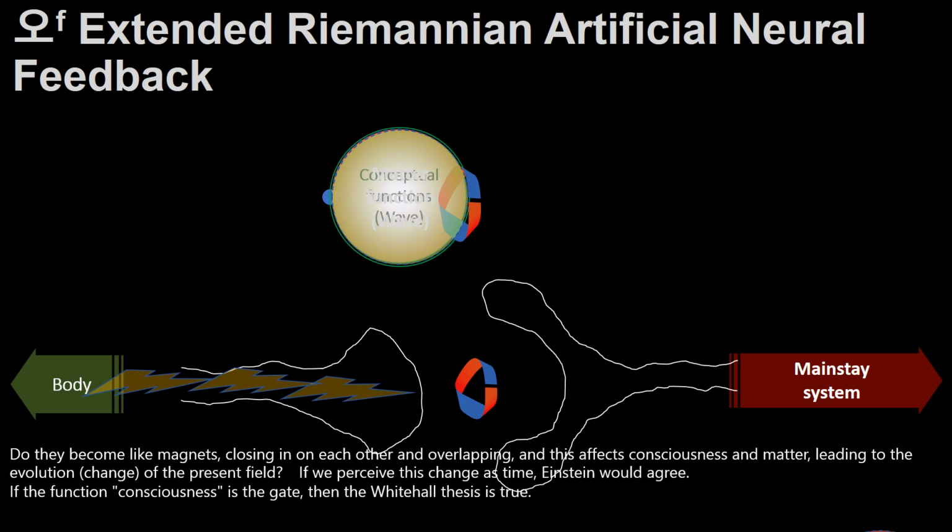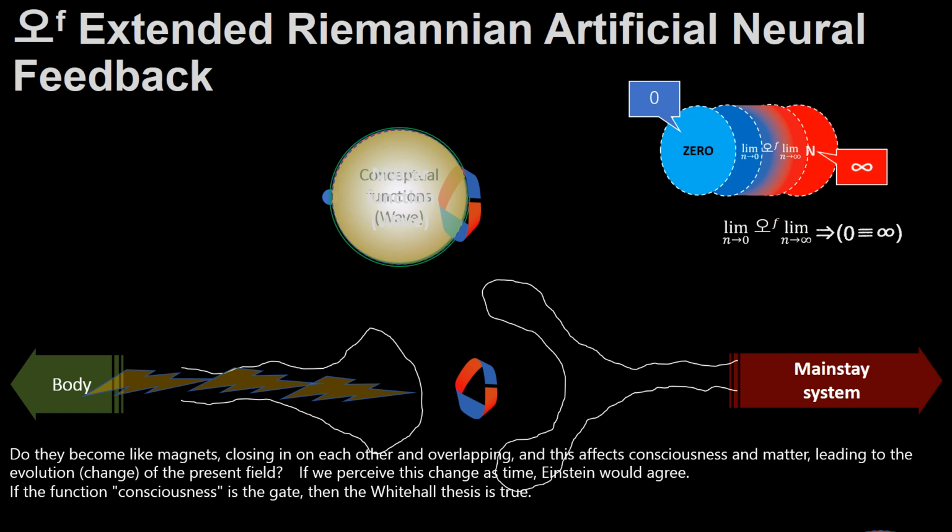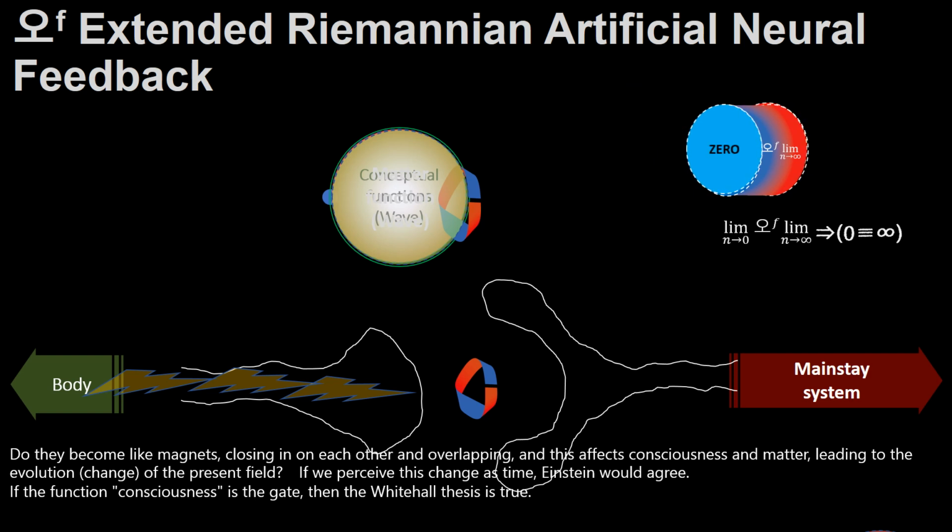Do they become like magnets, closing in on each other and overlapping, and this affects consciousness and matter, leading to the evolution, change of the present field? If we perceive this change as time, Einstein would agree. If the function consciousness is the gate, then the white hole thesis is true.